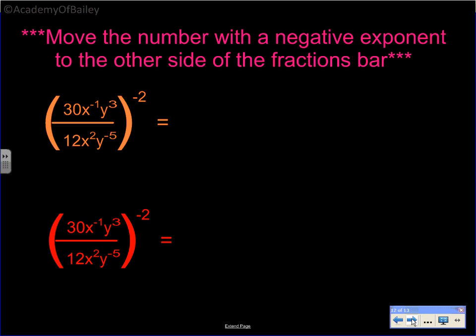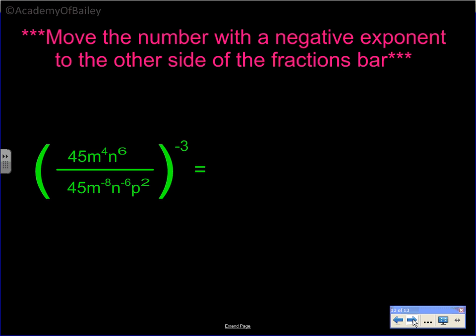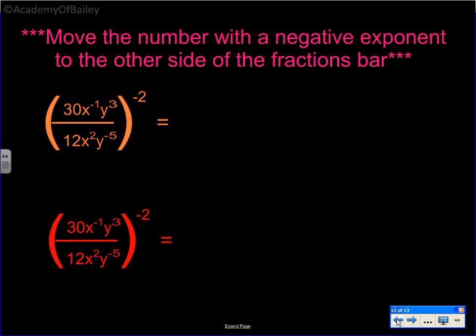This next example, I want you to try that one. No, I'm going to have you try the last example on your own. Let's try this example together.